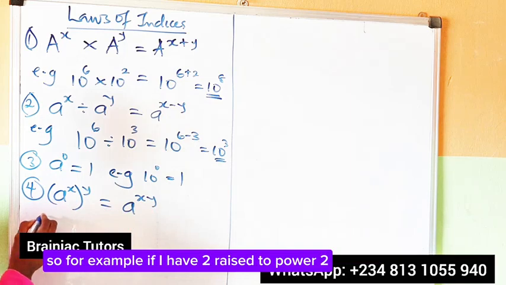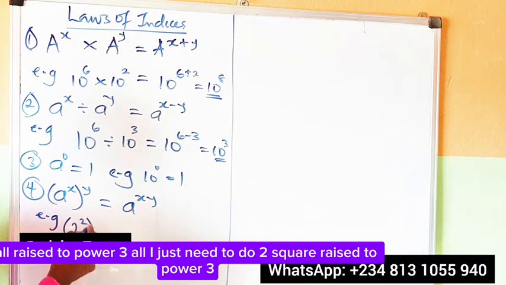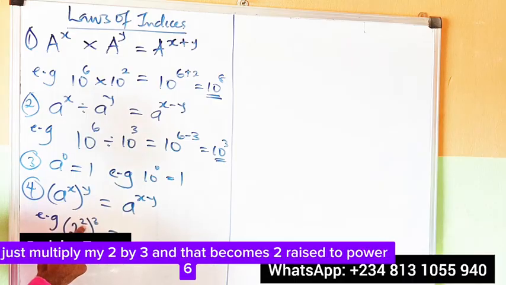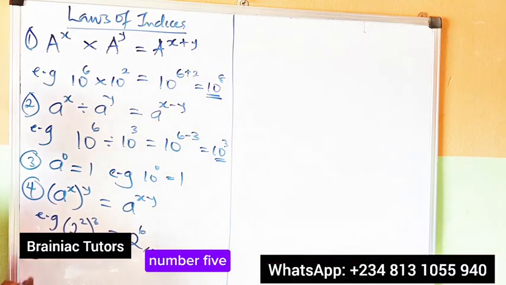So for example, if I have 2 raised to power 2, all raised to power 3, all I just need to do is, 2 squared raised to power 3, I'll just multiply my 2 by 3, and that becomes 2 raised to power 6.